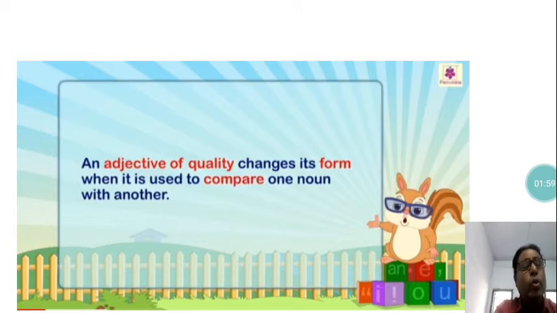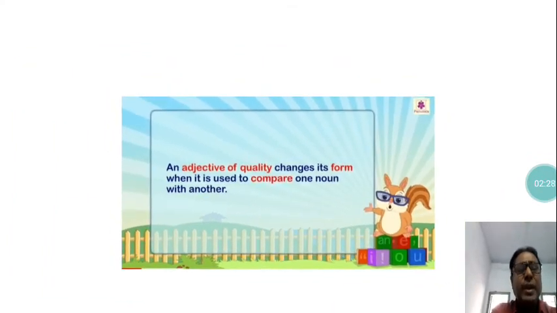You know, positive, comparative and superlative. In positive degree, we don't compare two people. We tell about only one person or one thing. Something about only one person or one thing we describe. So that is called positive adjectives. So let us see the next part.